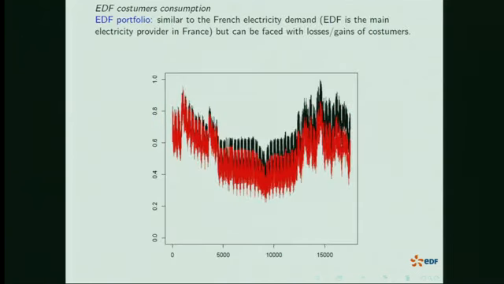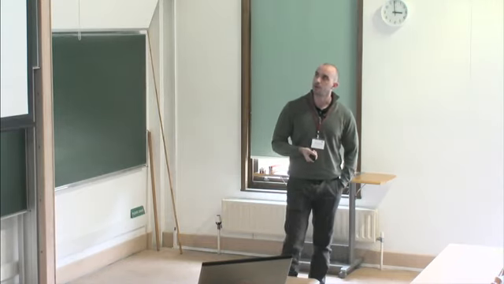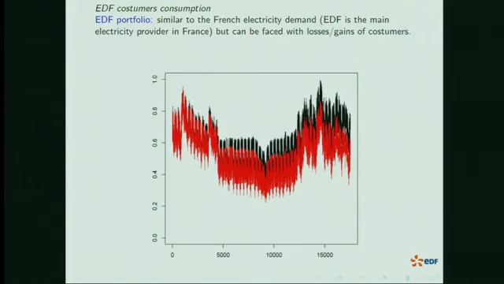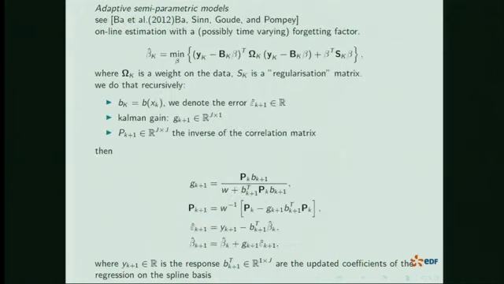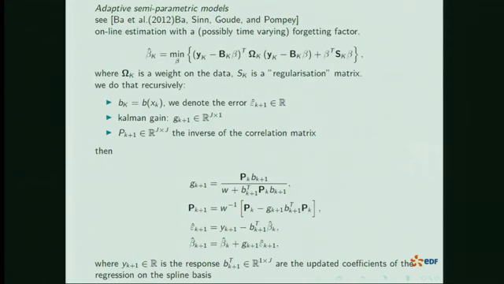So the other application is on the EDF customer portfolio. EDF was the only provider. We can lose and gain customers, so there is a non-stationarity to deal with. To do that, we use adaptive semi-parametric models. We use the previous models, but adapted in an online fashion. So we use Kalman equations to estimate the different parameters of the model, and doing that we could introduce a forgetting factor to forget the data which are too old in the past.